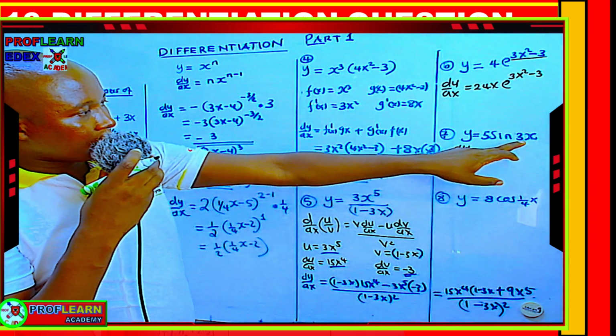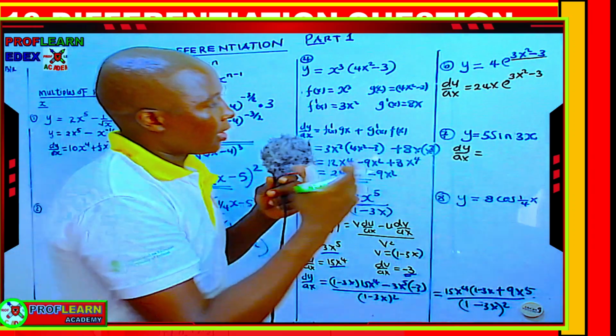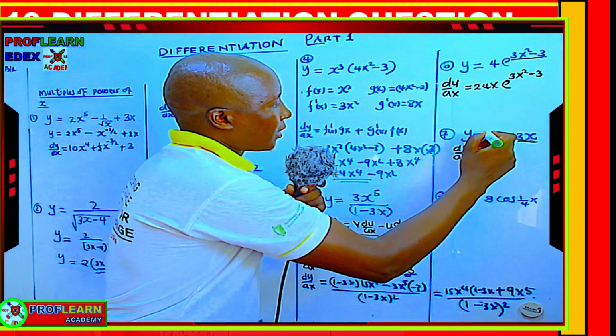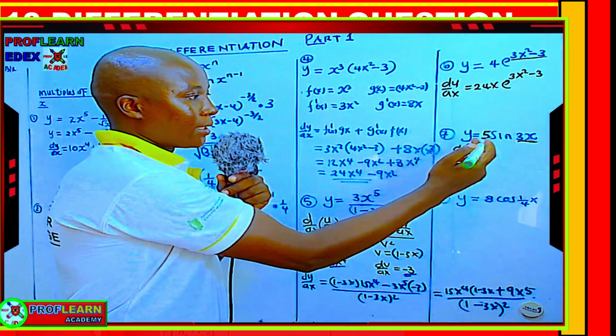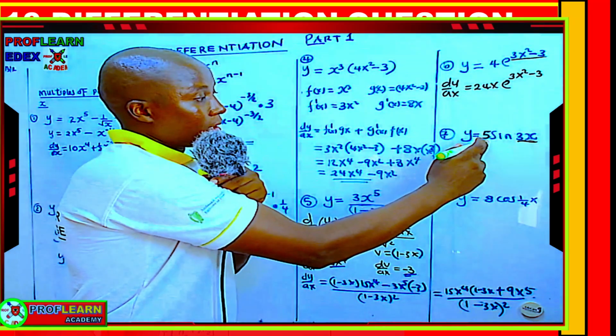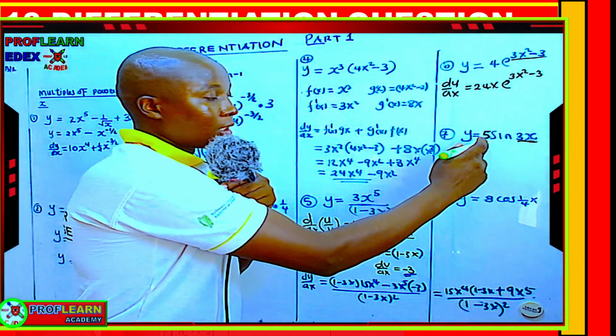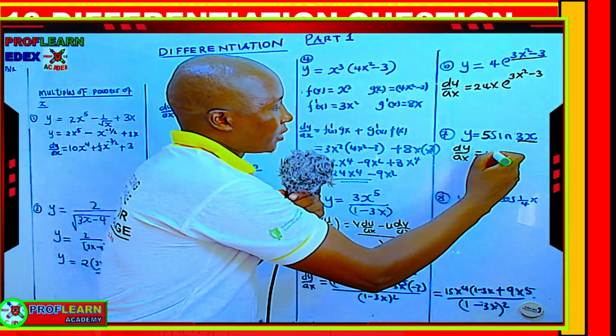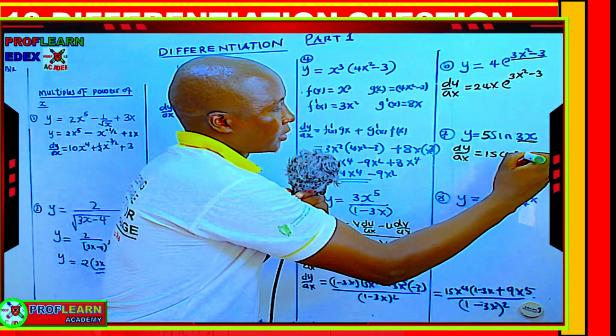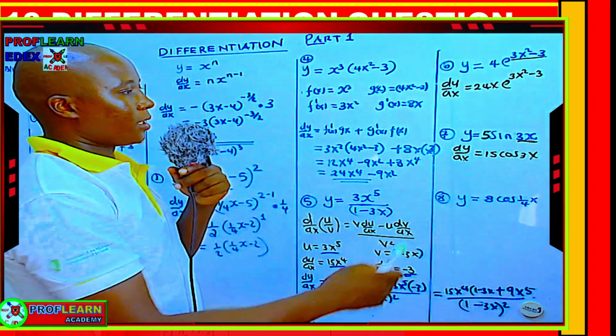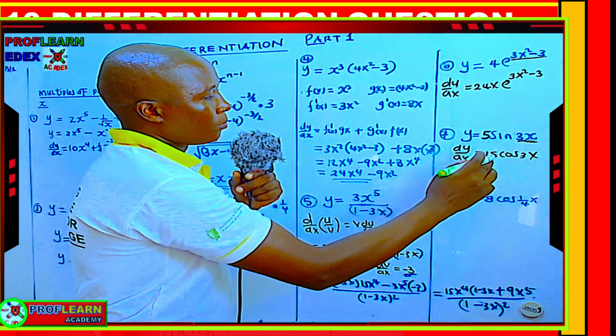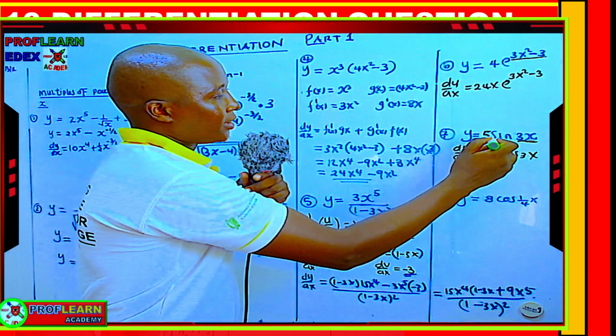This one, you say dy/dx, differentiation of a trigonometric function. You differentiate this inner function you have here, and multiply it by the number that is outside the sine. If there is no number, you multiply by 1. So this is going to be 15 cos 3x. You differentiate the inner function, multiply it outside, then you differentiate sine.